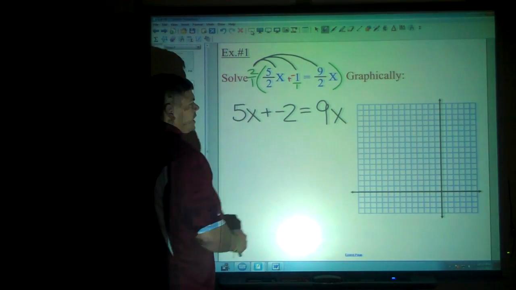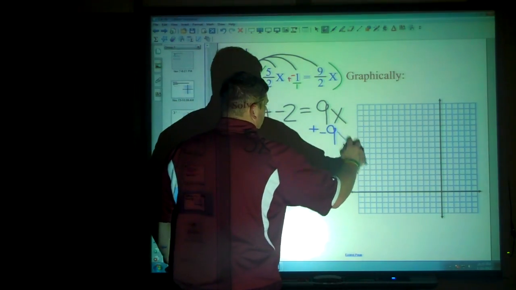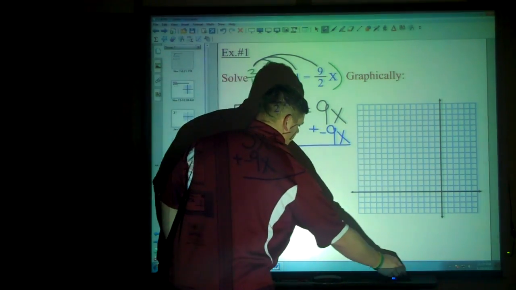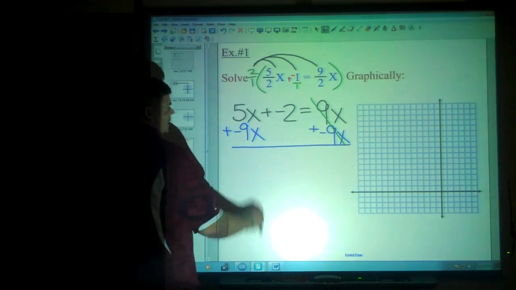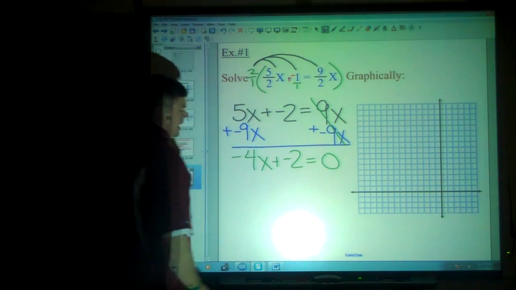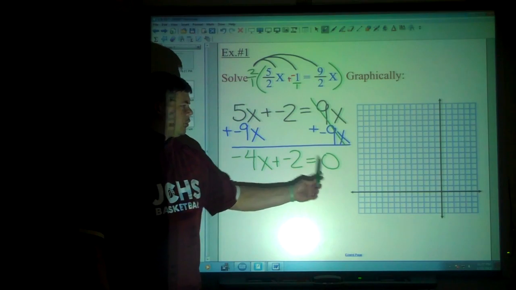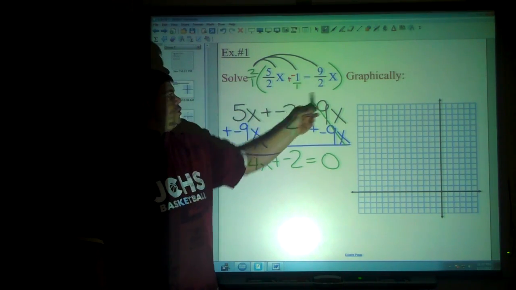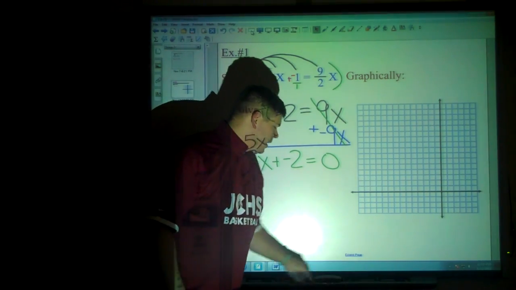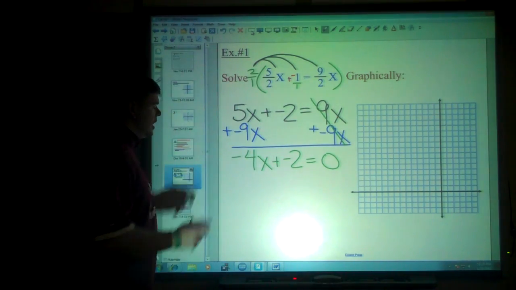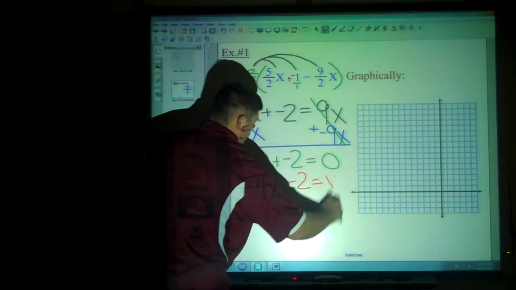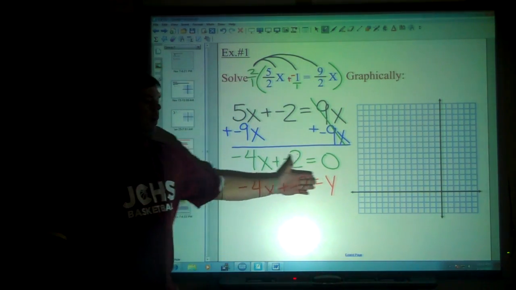According to step 1, we're supposed to get everything onto one side. So we could add -9x to both sides. Those would cancel out, and we'd have -4x plus -2 is equal to 0. That's all step 1. Make it equal to 0. Like I said, you could do that with the fractions, but you'd have to be careful of your answers. It may or may not come out to something nice and easy like this. Step 2, replace that 0 with the letter y. And we are now ready to graph.